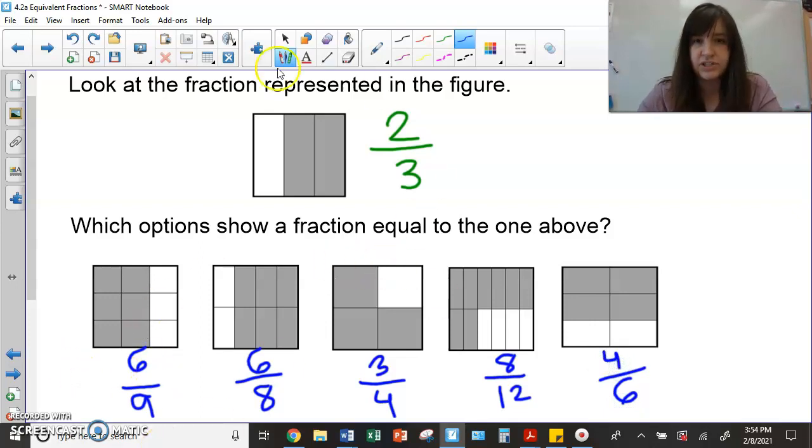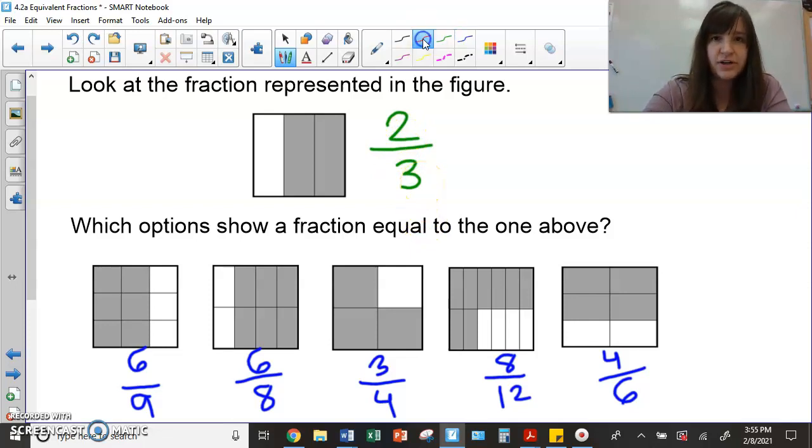So what I'm going to do is take 2/3 and multiply it by 1, which means I'm going to multiply the numerator and the denominator by 2/2, then again by 3/3, then again by 4/4, and again by 5/5. And I'm going to see what fractions are equal to 2/3.